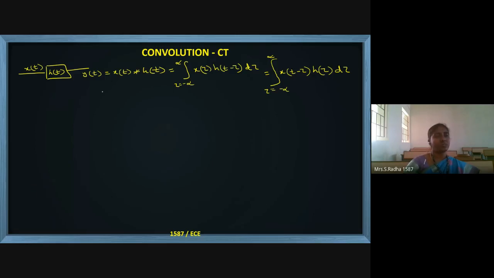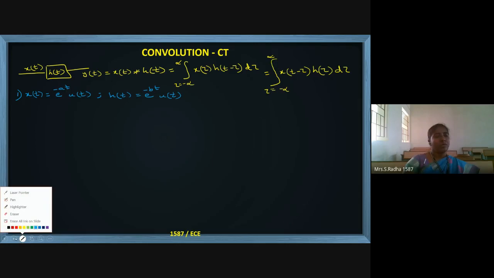So first question, I will take x of t equal to e power minus at u of t, and then h of t equal to e power minus bt u of t. Find the convolution between these two signals.